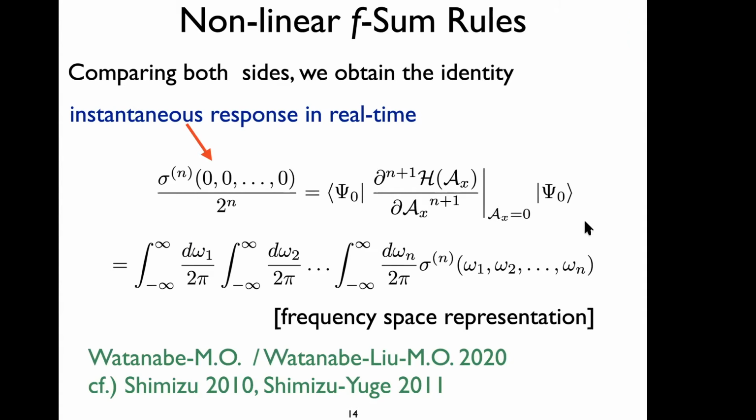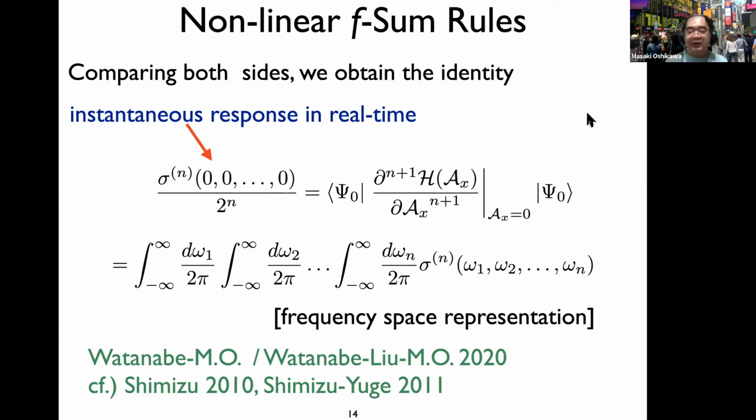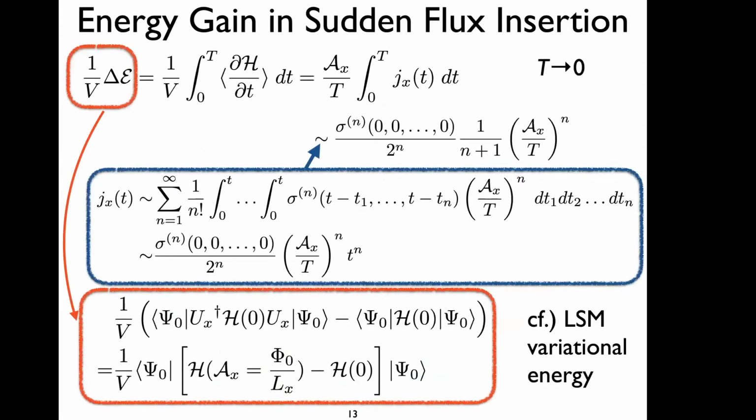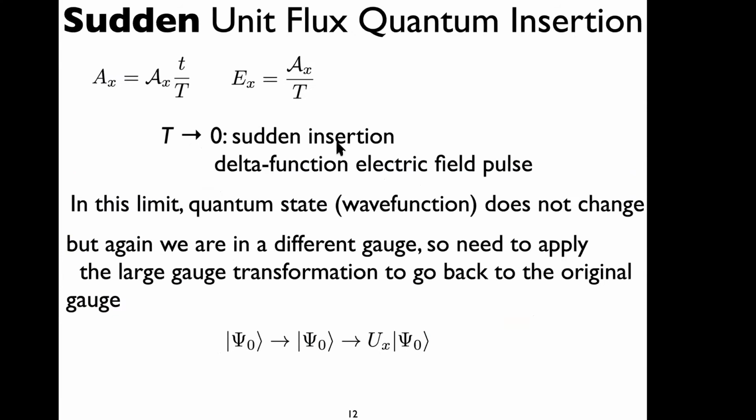Yes. So I had a question about what you're doing. So this sudden insertion of flux, as you've explained, is just like a gauge transformation, right? So how can there be any kind of response? You just perform the gauge transformation, nothing physical should change. So why are you getting something out?